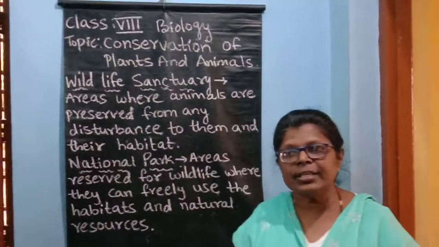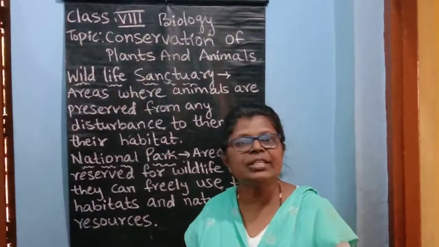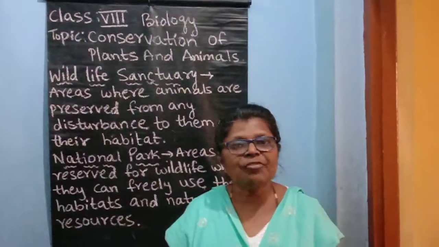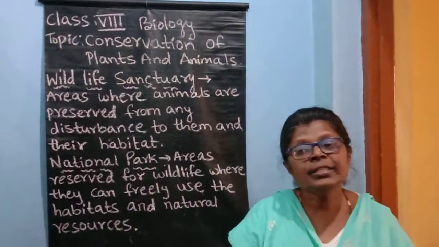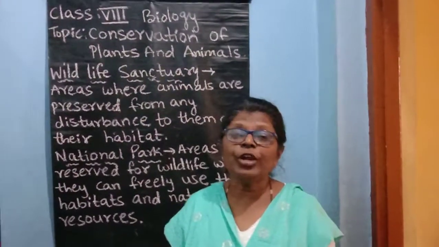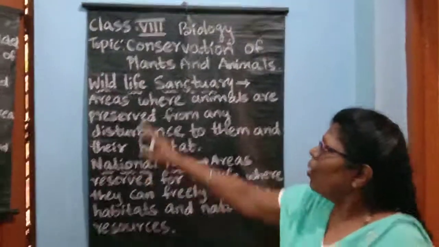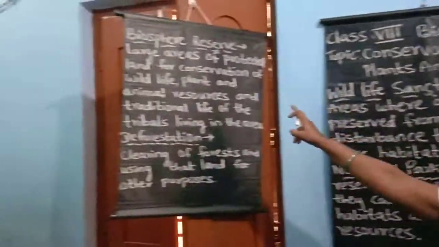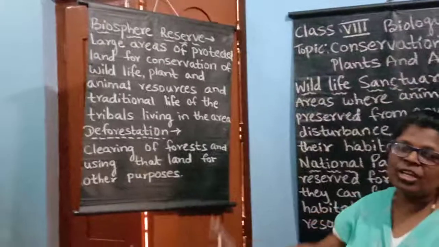Deforestation decreases water holding capacity of the soil. The movement of water from the surface into the ground is reduced. So there are floods. So children, today we have discussed wildlife sanctuary, national park, biosphere reserve, and the definition of deforestation.